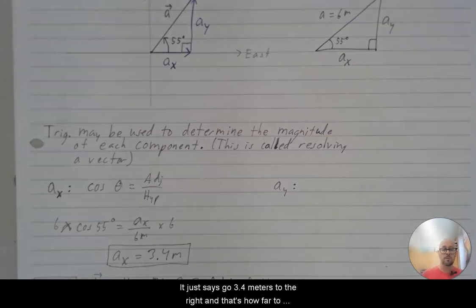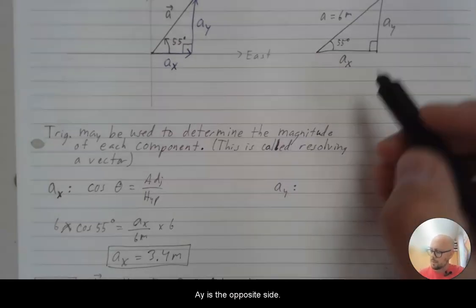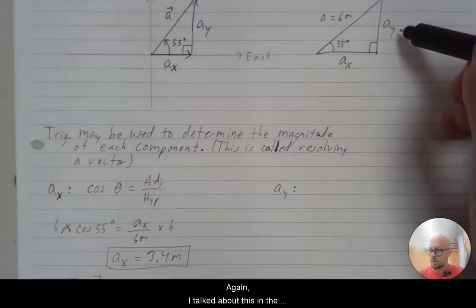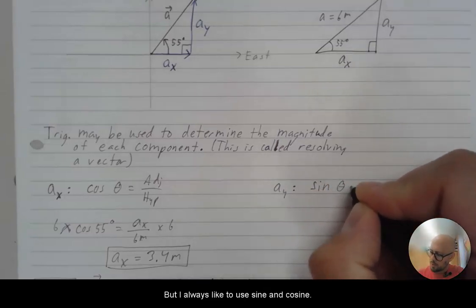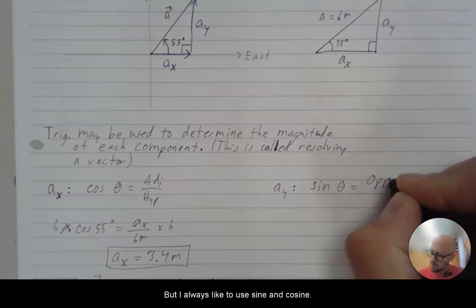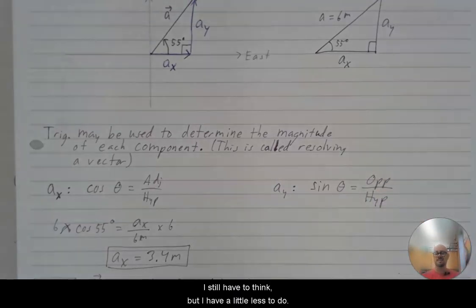It just says go 3.4 meters to the right, and that's how far to the right vector A goes. AY is the opposite side. Again, I talked about this in the summer assignment, but you have many options now. But I always like to use sine and cosine. It gives my brain a little bit less to do. I still have to think, but I have a little less to do.